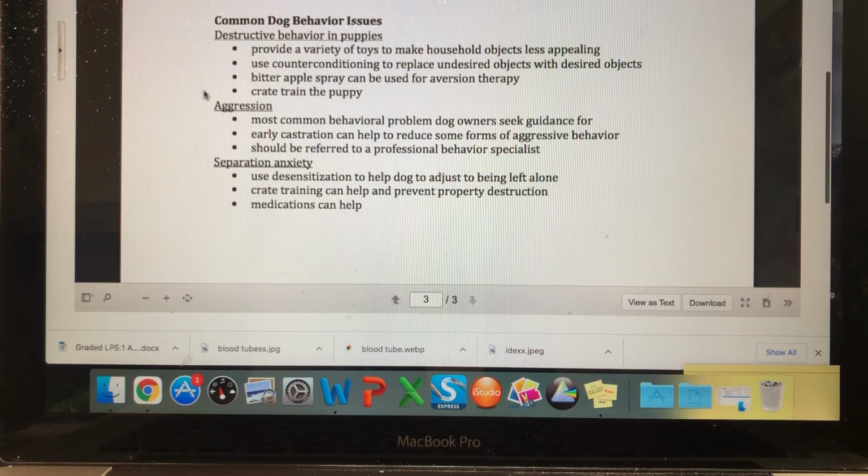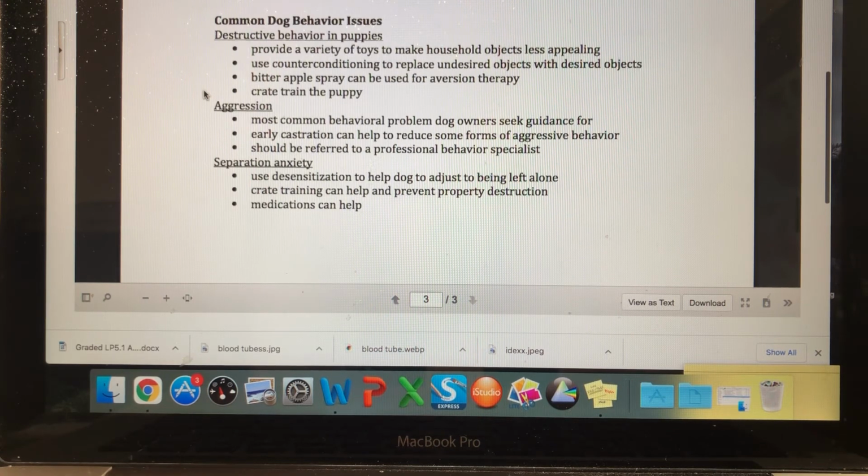We can use counter conditioning. Replace those undesired objects like your shoes or your kitchen utensils with desired options, like toys. We can also use bitter apple spray to create aversion to an object. I don't know though how much you want to spray bitter apple spray on your own shoes and stuff like that, so that might not really work for you.